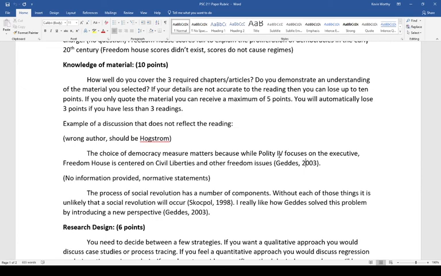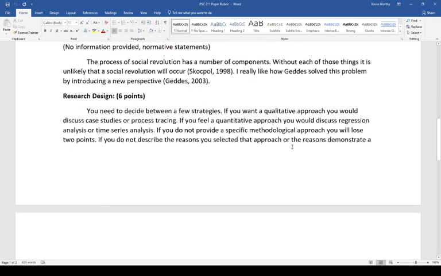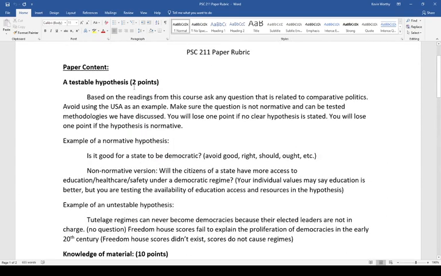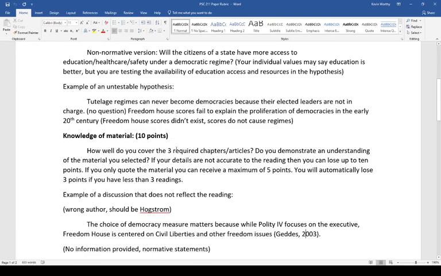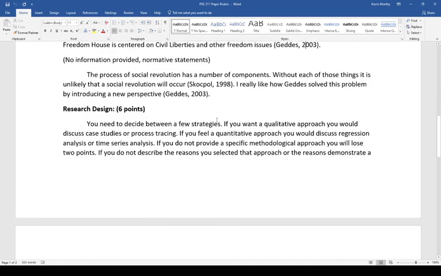And so make sure you're citing the material that you read. And also make sure that you're citing the right person. Don't miss a cite. All right, so now you're at 12 points. You created a question based on the readings that you know. You demonstrated to me that you've read them. So now you're at 12 points, and you only have 8 points left.